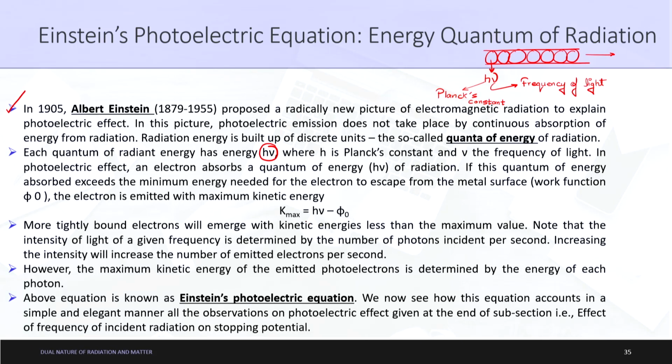Okay. Let me try to make it as an example. Let us say the value of h nu is 5 electron volts, and let us say phi naught value is 7 electron volts. So, what happened was this quantum of energy came, it collided with the electron, and the energy was absorbed by the electron. Now, what was the work function? Work function was 7 electron volts.